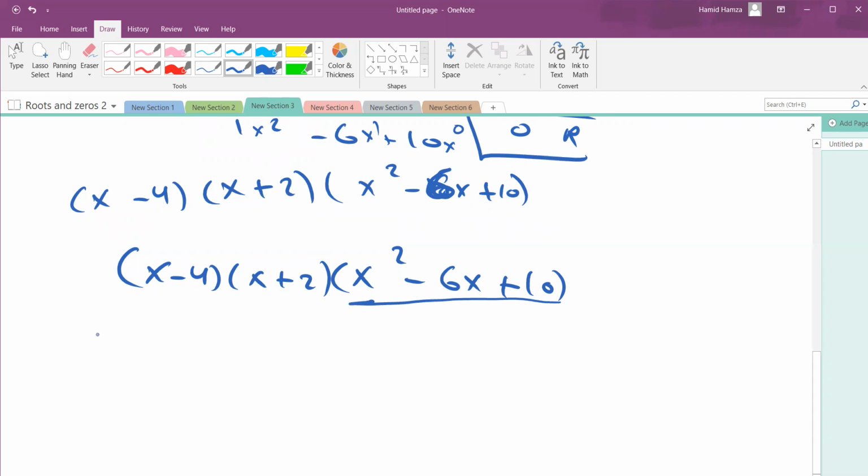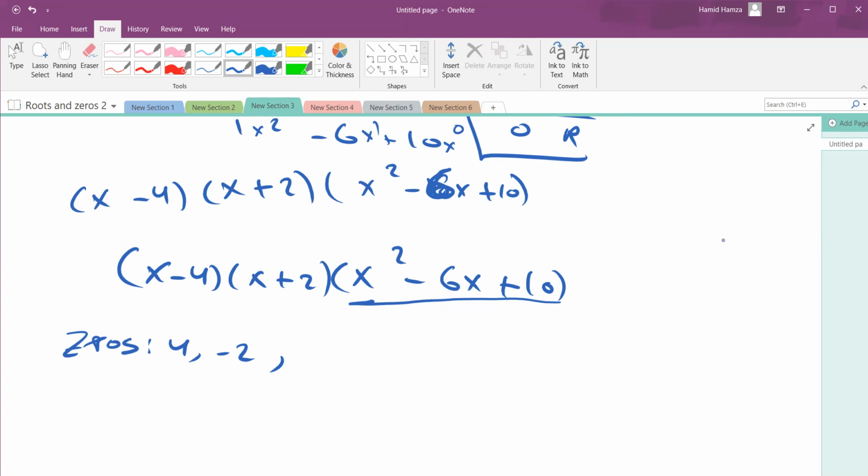So zeros of this one will be x. Zeros will be 4 and -2. Use your calculator, guys, to solve this quadratic equation and give me the answer. So what is the answer you got? Anyone got the answer? I'll solve it.